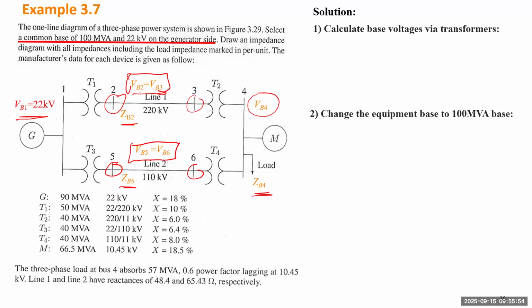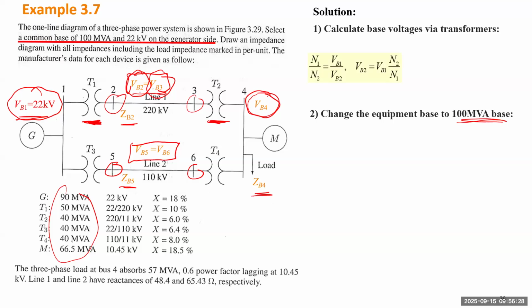First, let's find the base voltages through transformers, because transformers define the ratio. If we know VB1 as 22 kV, by using this transformer we also know VB2 and VB3. From VB3 through this transformer, we can also calculate VB4. Similarly, we can do it for the second transmission path. The second part, we need to change the equipment base from their original base value to the new base value, 100 MVA.